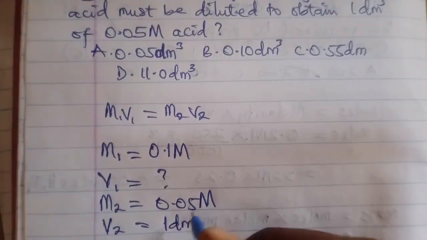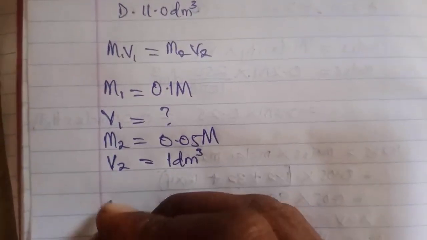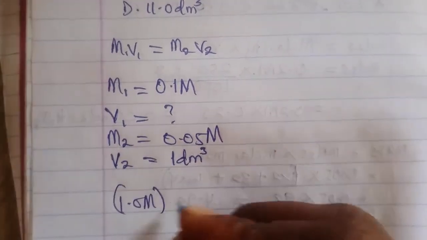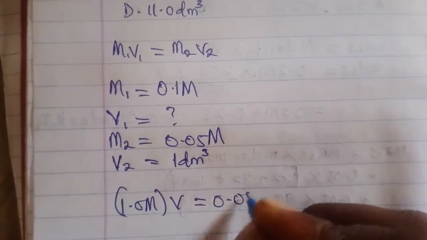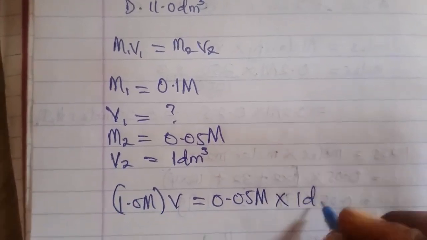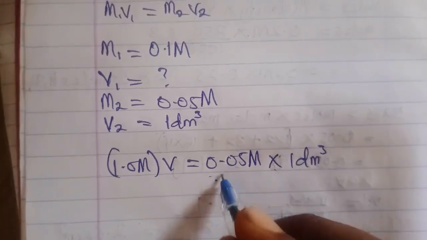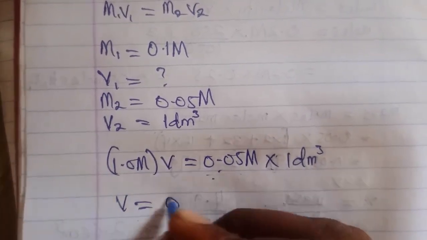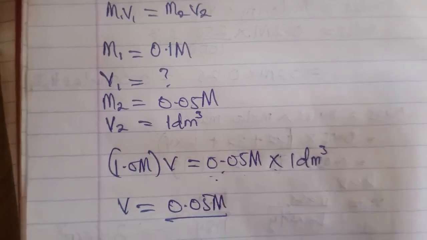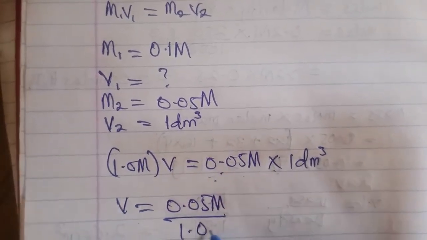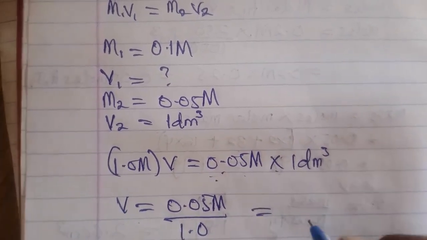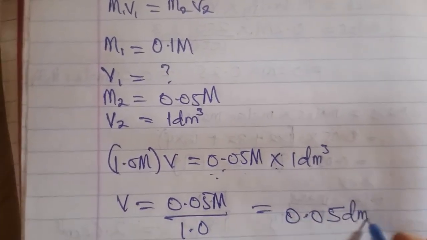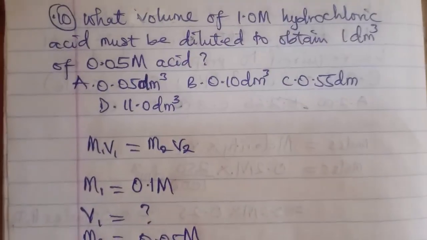So we can say, using the formula, that 1.0 molar multiplied by the volume is equal to 0.05 molar times 1 dm cube. So if we make V the subject of the formula, it will be 0.05 molar divided by 1.0, which will give us 0.05 dm cube, and the option is A.